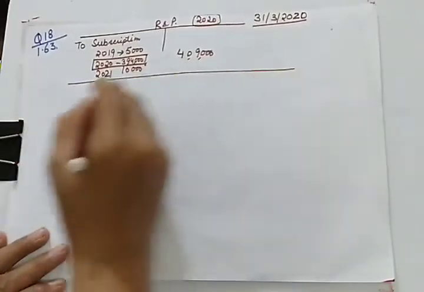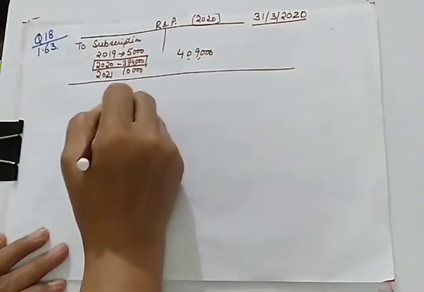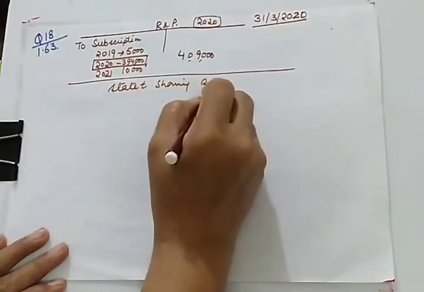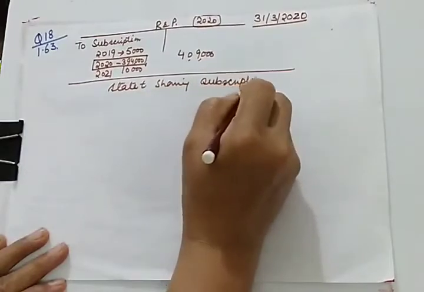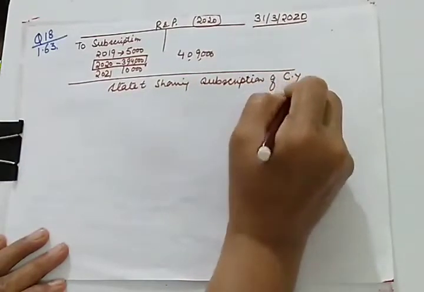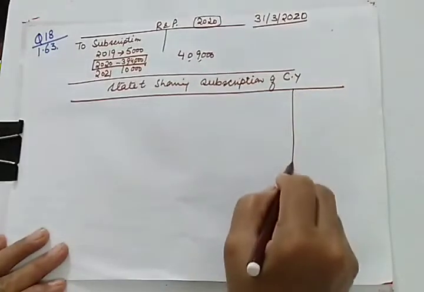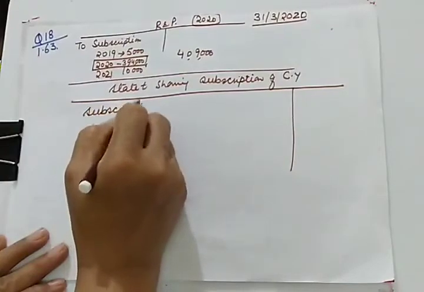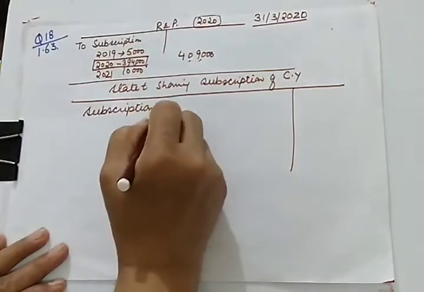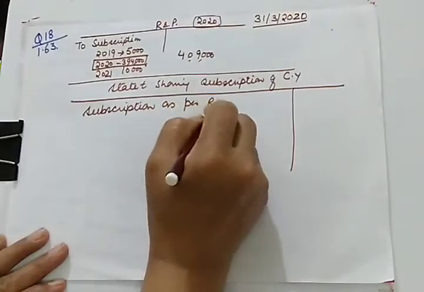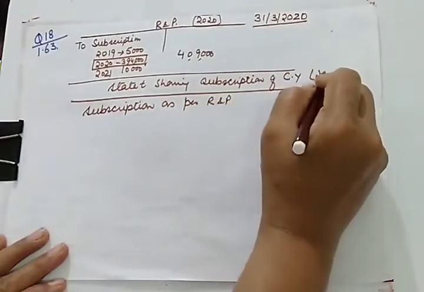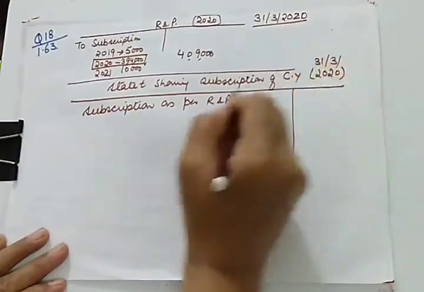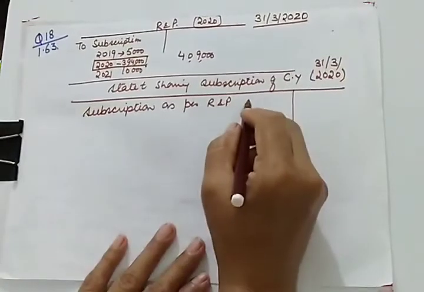So let us start. First of all, we'll make a statement showing subscription of current year. First of all, we'll write subscription as per receipt and payment account. You don't have to show this, you can do it directly also. Always write the year here, ends on 2020. So 31st March 2020 is the year ending of current year.